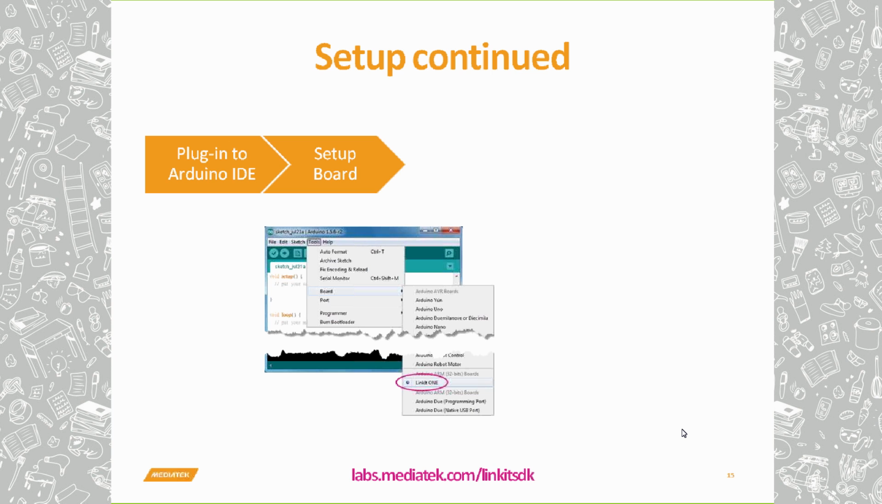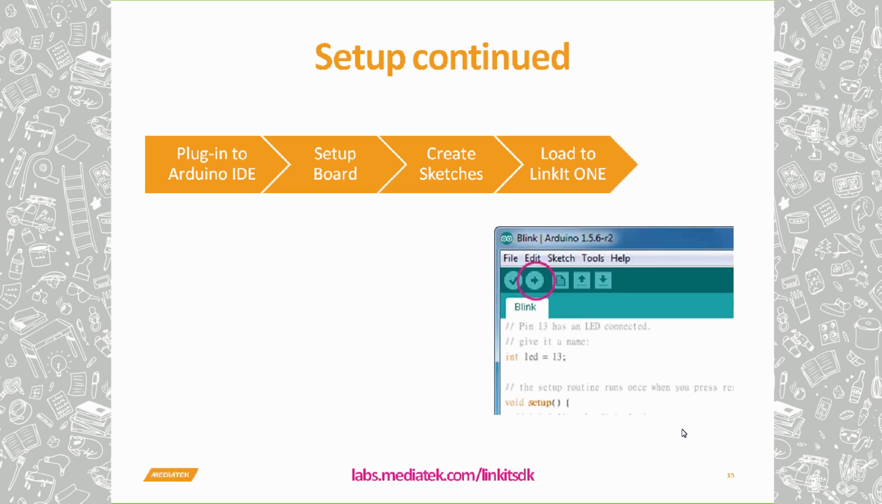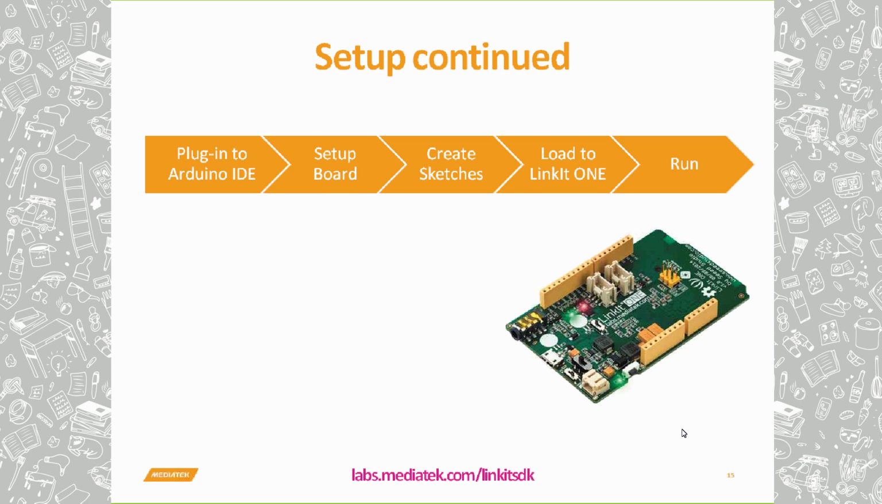Once you have installed it, you will find the LinkIt ONE board in the boards list. There will be a separate entry, and you will also have lots more sample examples in your Arduino environment. So it's very easy to get started. You create your sketch, maybe use the Blink one to test if the installation is successful. You choose the LinkIt ONE board from your menu, and you upload it to the board, and hopefully it will blink or do whatever you want it to do.